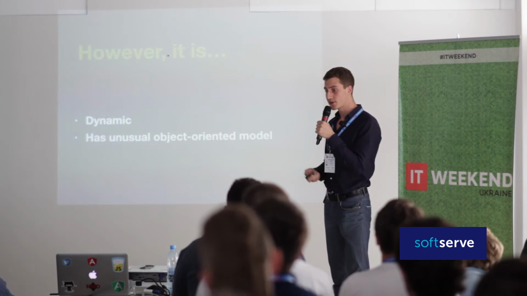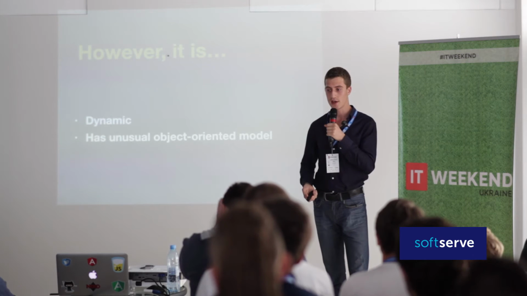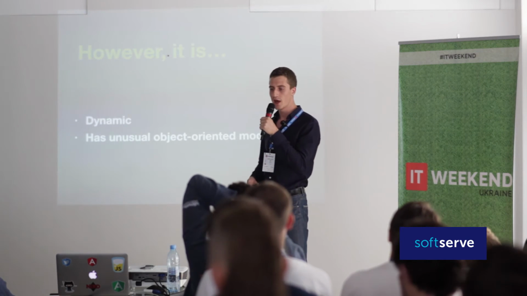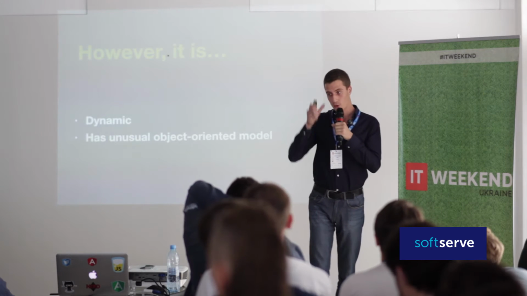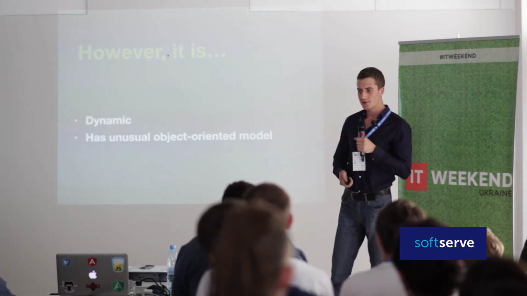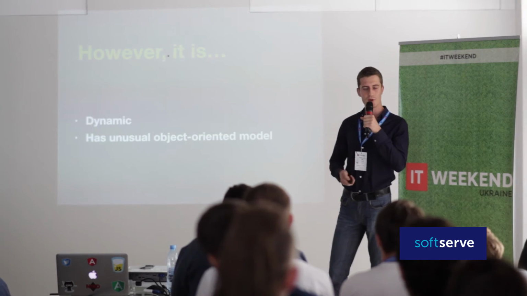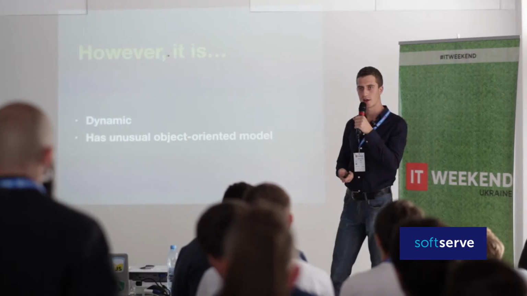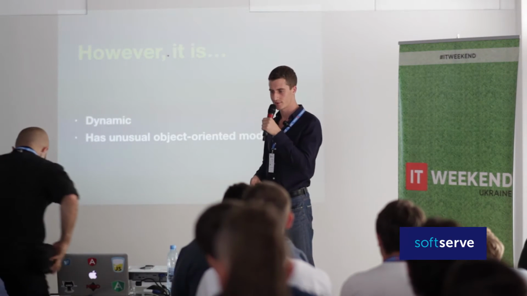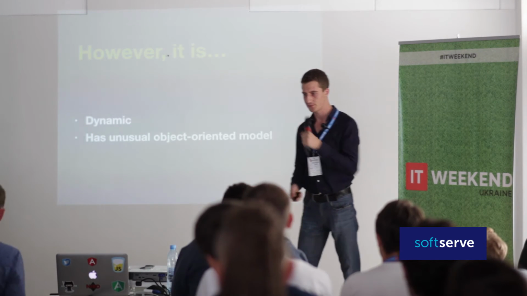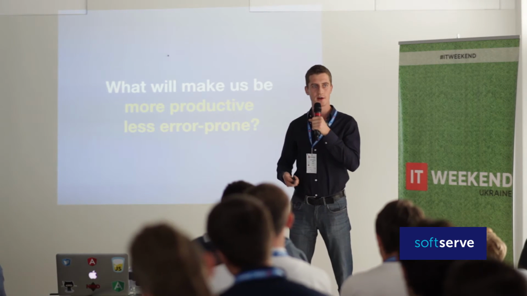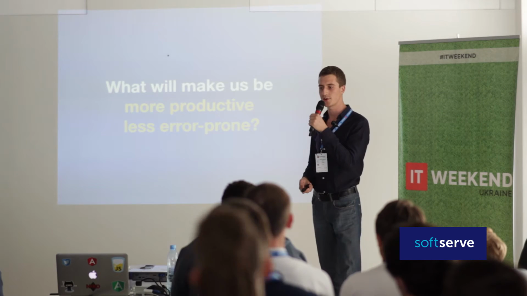That it is dynamic can be seen as a benefit, actually, because we like dynamic languages. They are very flexible. However, the object-oriented model, which is something like the object-oriented model in Io, creates a lot of trouble for people who are experienced in Java or everything, actually, which is popular these days. So which language should we choose in order to be more productive and less error prone?